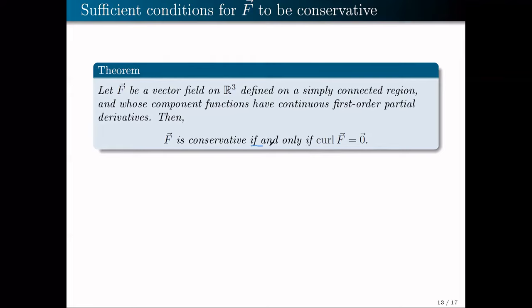Note that this is a two-way statement. We say that F is conservative if its curl is zero. On the other hand, if the curl is zero, then F is conservative. Now this gives us sufficient conditions for F in R3 to be conservative. How about vector fields on R2? The conditions are given in the following corollary.